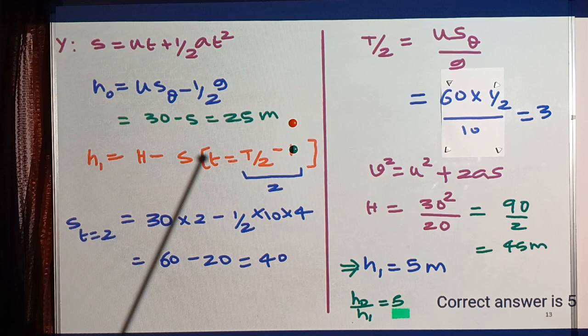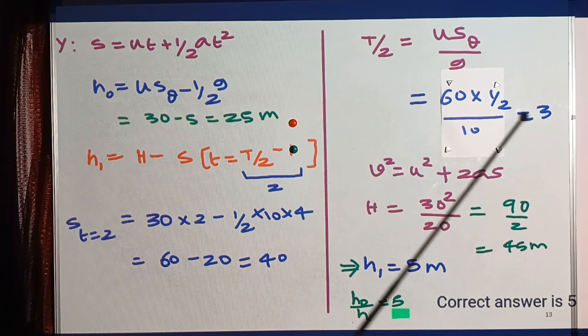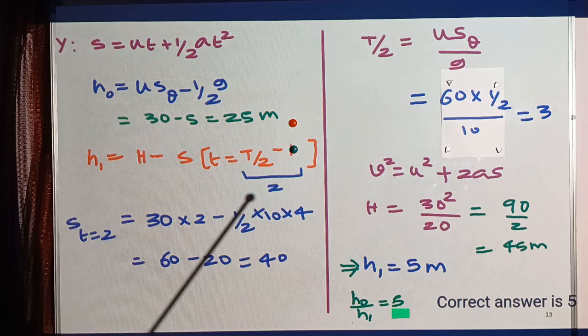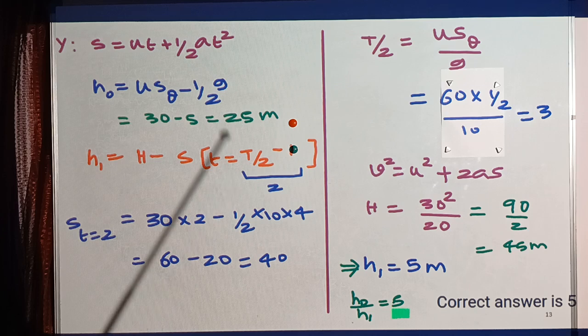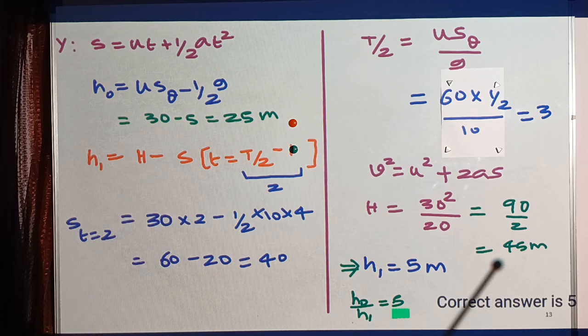So here, half the flight time is 3, so T/2 minus 1 is 2. If you put t equal to 2, we get 30 into 2 minus half, g is 10, and then t square is 4. So the height attained at 2 seconds is 40. So H1 is the maximum height 45 minus 40, which is 5 meters. So H0 by H1 is 5.